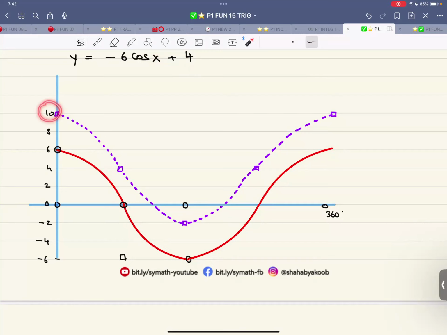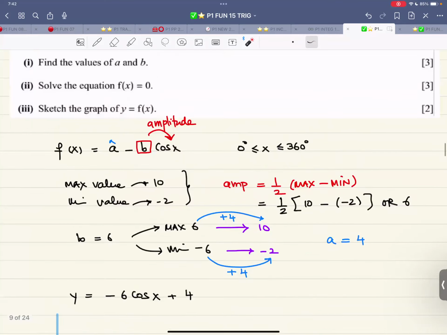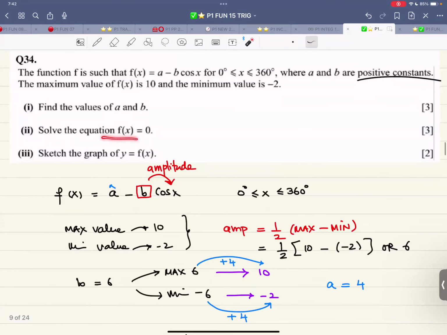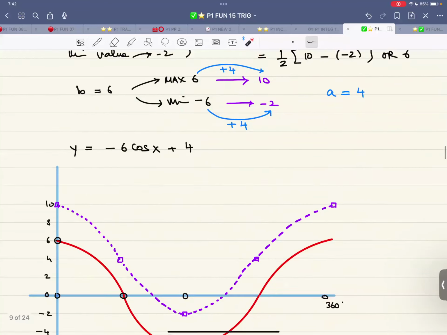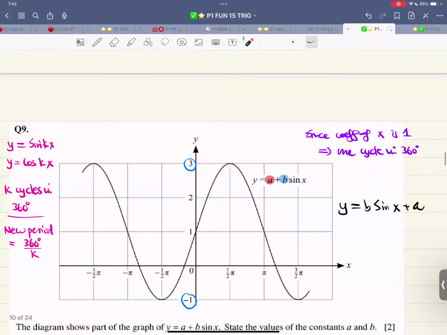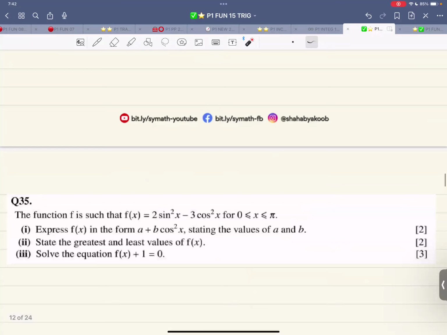So the maximum value is 10. The minimum value is negative 2. The sketch is drawn and the rest of the working is the same. I did not focus on the equation part. That is for basic trigonometry. This thing is done.